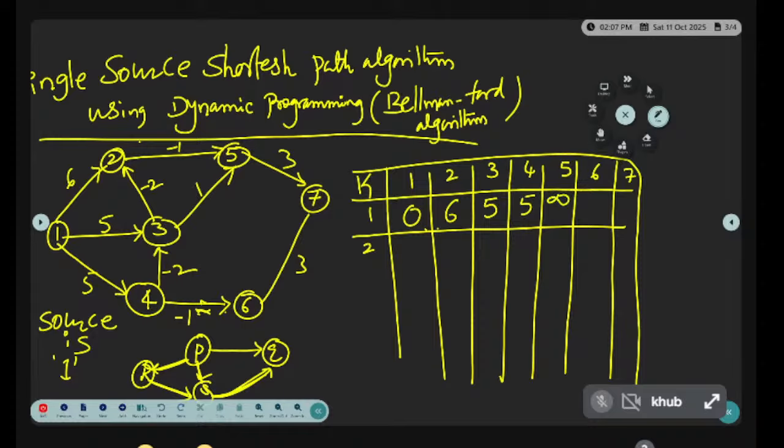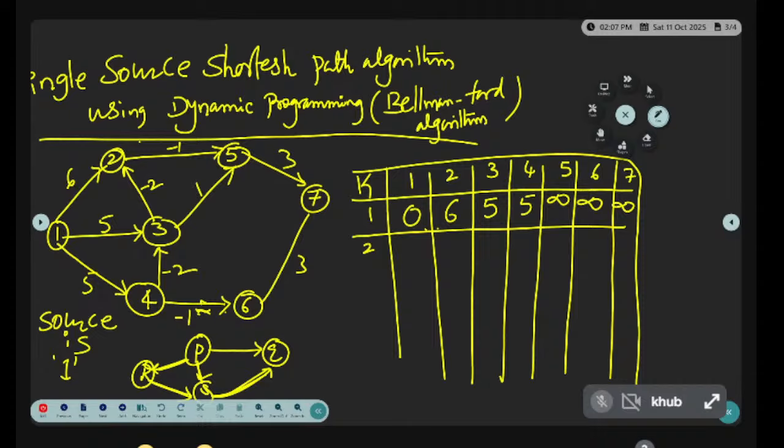If there is no edge, it is infinite. Previously, cost of i, j equals infinity when (i, j) does not belong to E. Same rule. 1 to 6 is not defined, 1 to 7 is not defined. In a single step we cannot go directly from 1 to 5, 6, 7. For 1, 2, 3 it is defined. Then go with 2 edges.